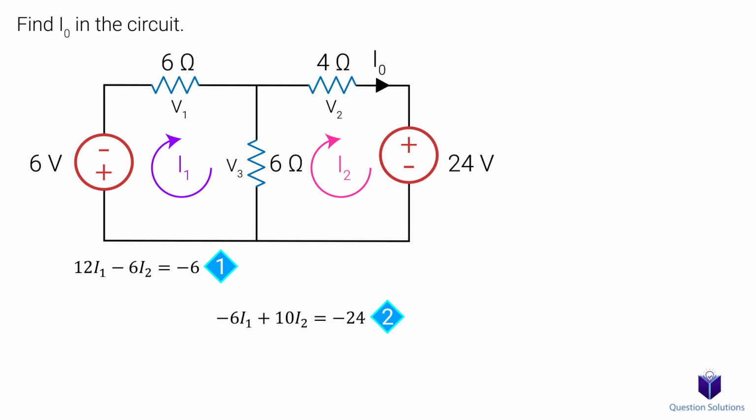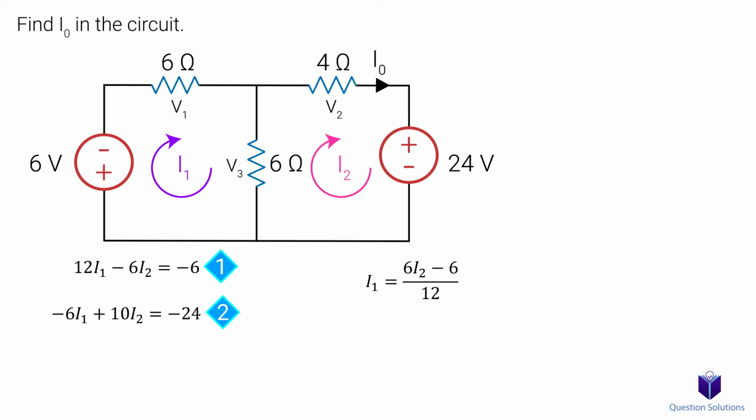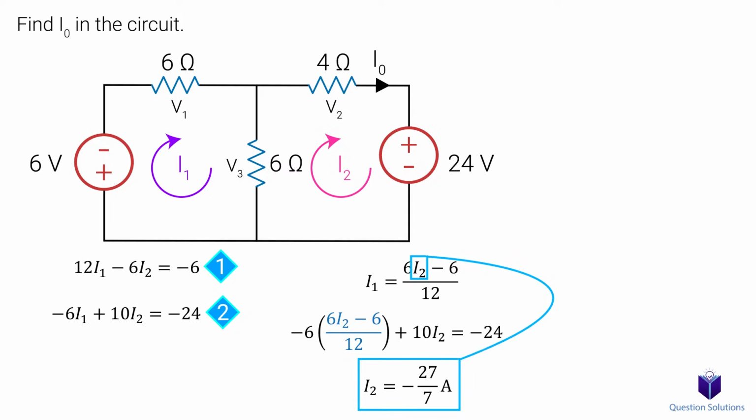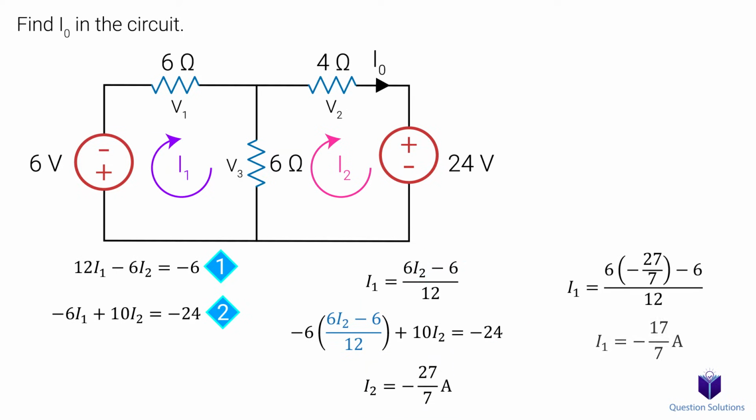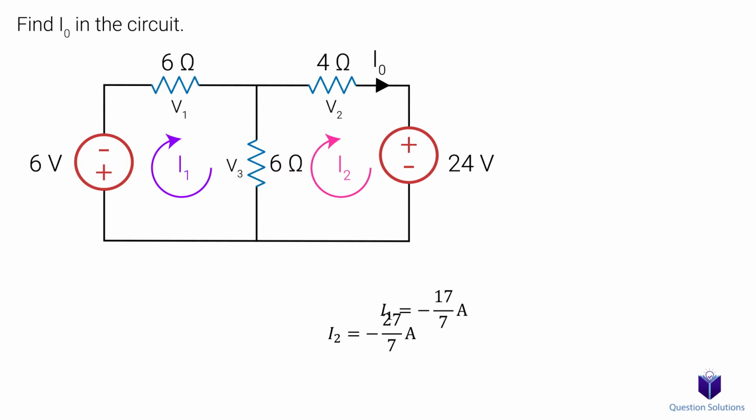Let's use substitution to solve them. We can isolate for I1 in the first equation. Now we can plug this value into our second equation and then directly solve for I2. Next, we can plug in the I2 value back into our I1 equation to get a value for I1. We get two negative values, which means our assumption about the directions for our mesh currents were wrong. In other words, the mesh currents go counterclockwise.